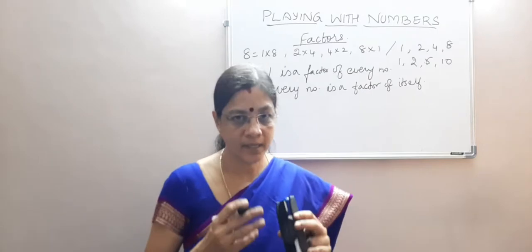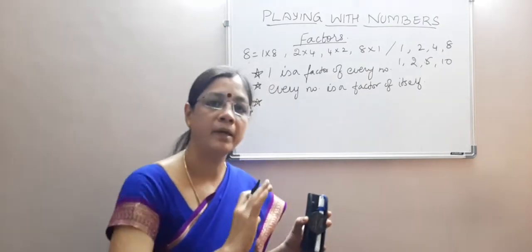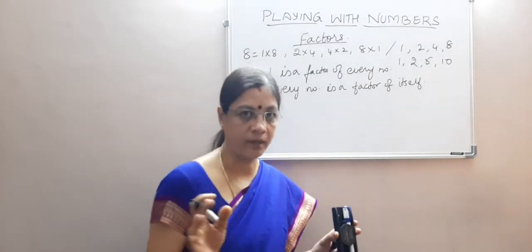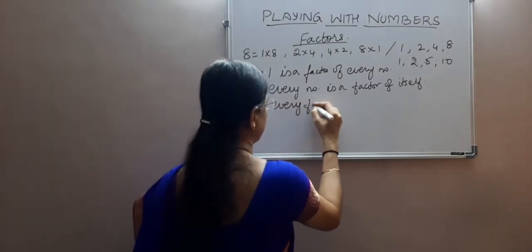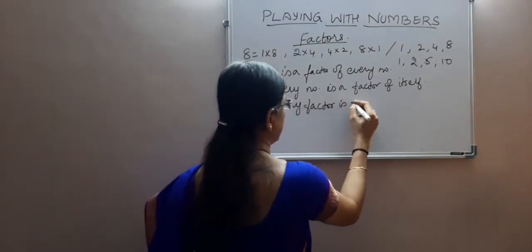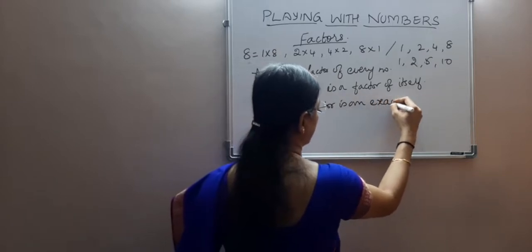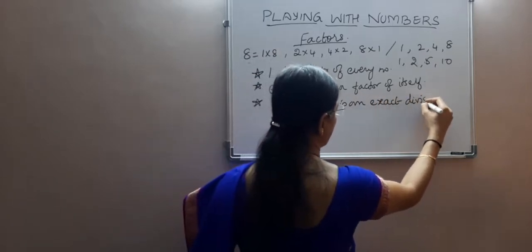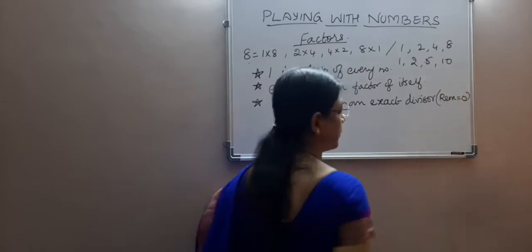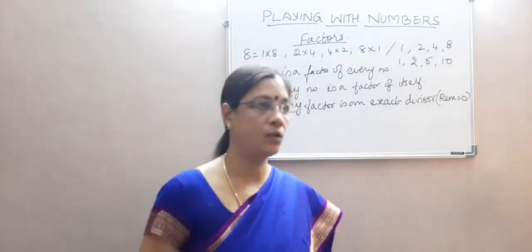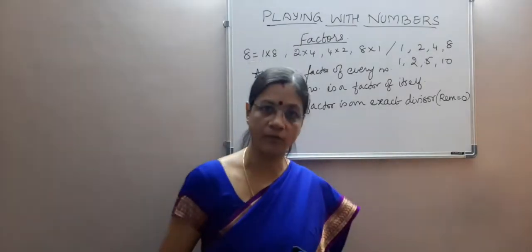What do you mean by divisor? It divides the number, but it divides exactly without leaving any remainder. So that means every factor is an exact divisor. What do you mean by exact divisor? Without leaving any remainder. So the remainder becomes 0, then we say that it is an exact divisor.